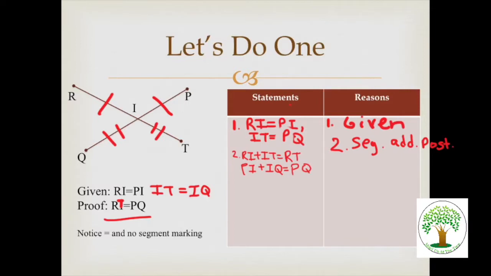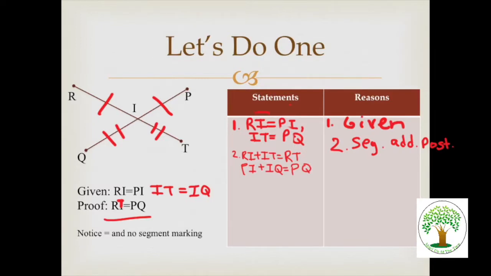Because we have these equal to each other, I want you to notice that on this side I have an RI and an IT. Look up here, I have RI and IT right there. I have a PI and an IQ, and a PI and an IQ right there. That's really going to be nice for us. This is a technique that you're going to use over and over, so watch.